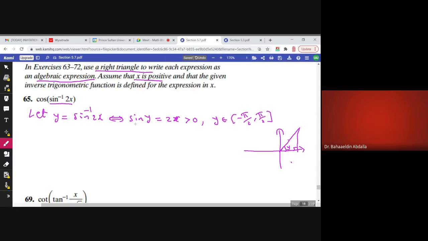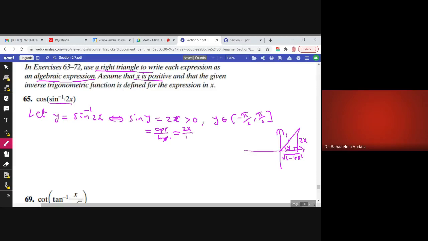So this is the angle y, and this is the triangle of y. What do we know? We know sine. Sine is the opposite over hypotenuse, and this is 2x over 1. So the opposite is 2x, and the hypotenuse is 1. How to find this one? As we did just a minute ago, 1 minus 4x squared, under a square root. This is the adjacent side. And now we have the triangle of y.